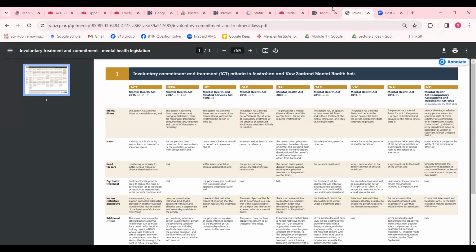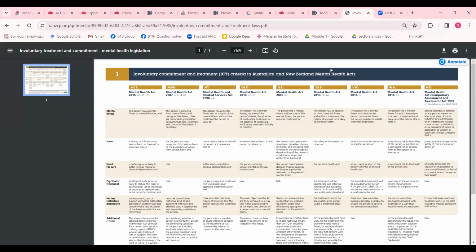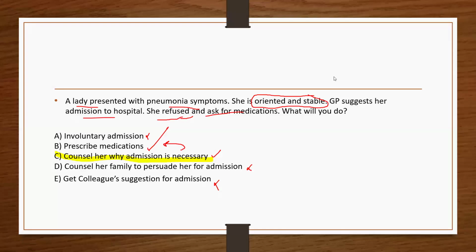Okay, I hope you can see there's a separate table like this, which you can Google: involuntary treatment, mental health legislation, Australia. You have involuntary admission criteria for different states here. This you can read at leisure, because it will take a lot of time if I explain it. All right, I think I have answered all the questions, right?